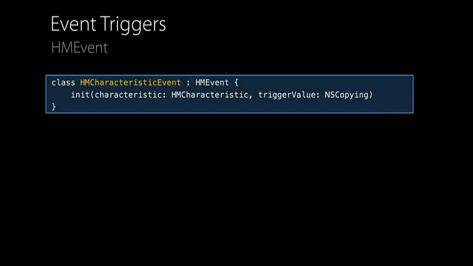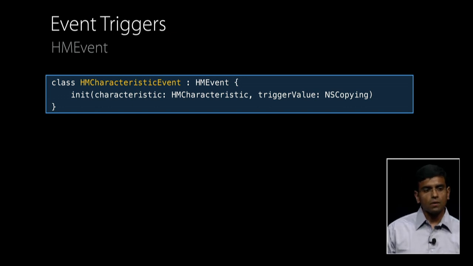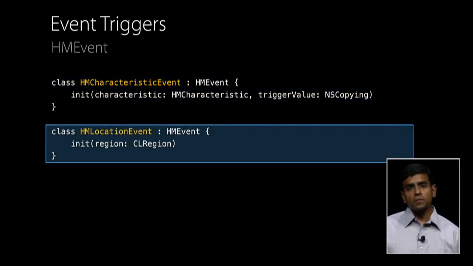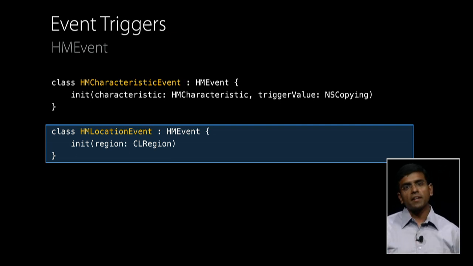For the state of an accessory, we have a new class, HMCharacteristicEvent. Now that takes a characteristic that you want to be the source of that event and a trigger value, so that when that characteristic meets that value, that event will automatically be fired for you. For location-based events, we have an HMLocationEvent class that takes a CLRegion. You can configure the CLRegion, and when that criteria is met, the HMLocationEvent will automatically fire.